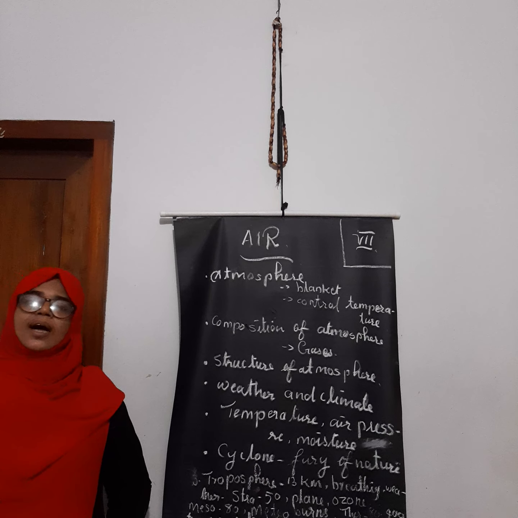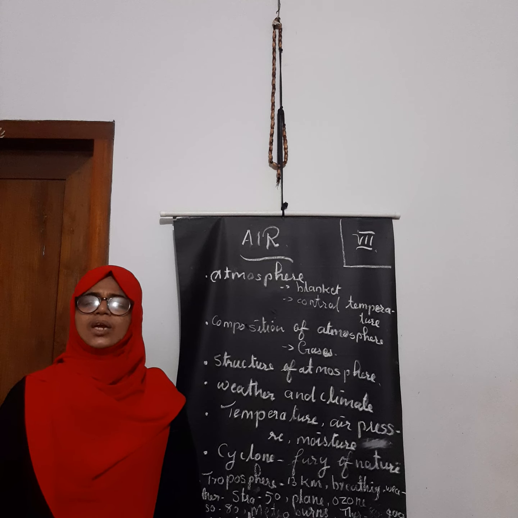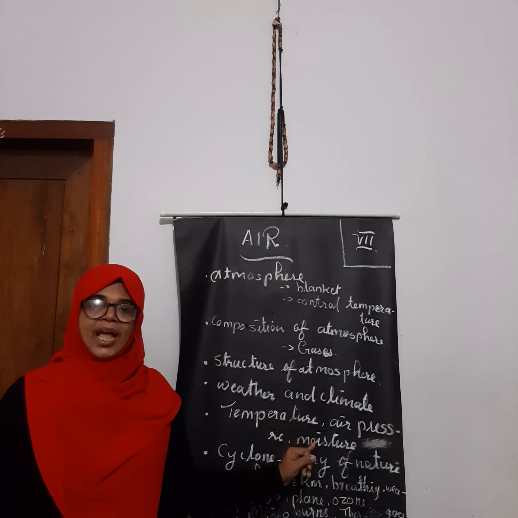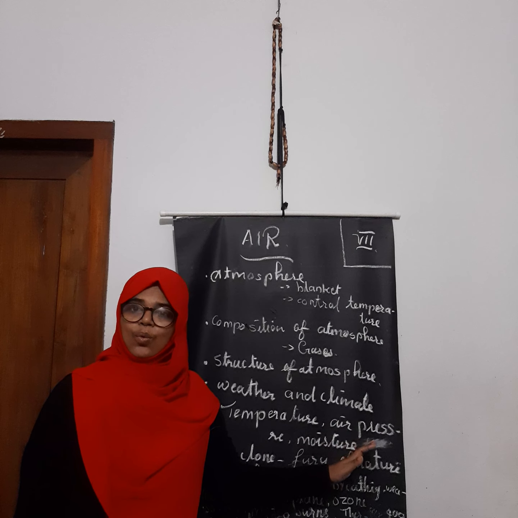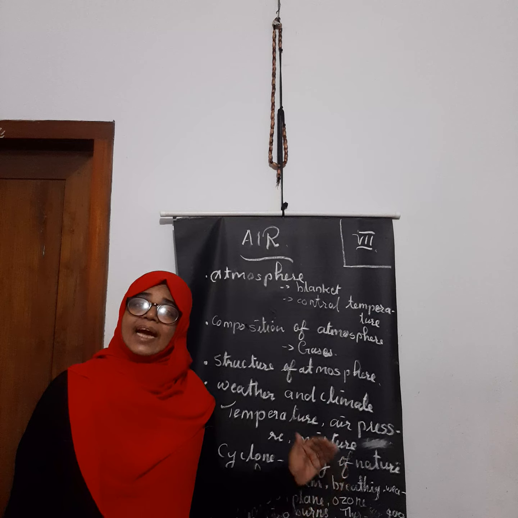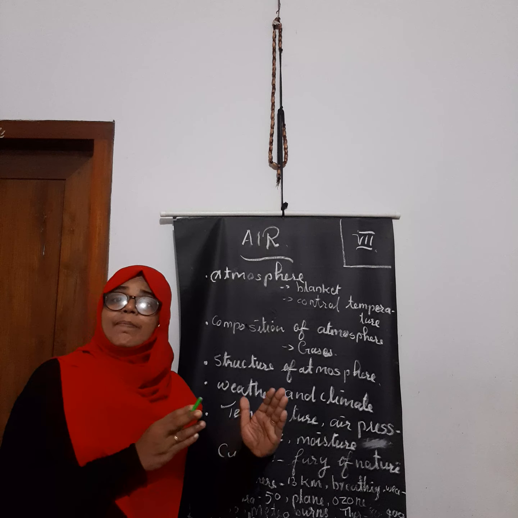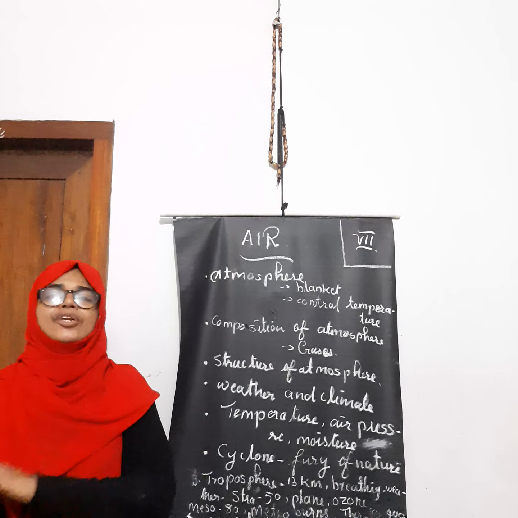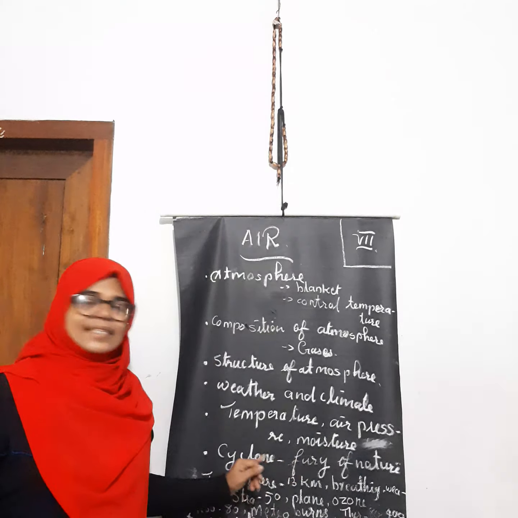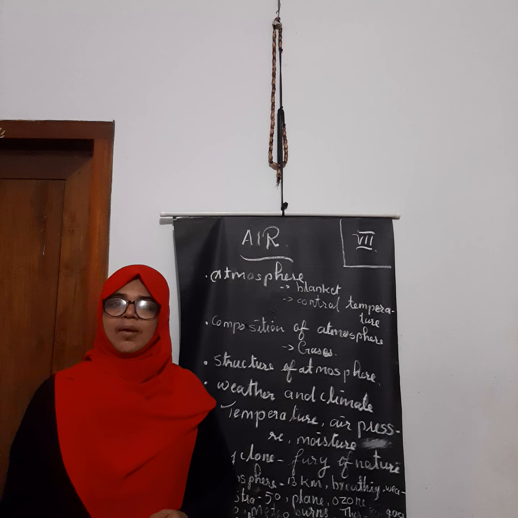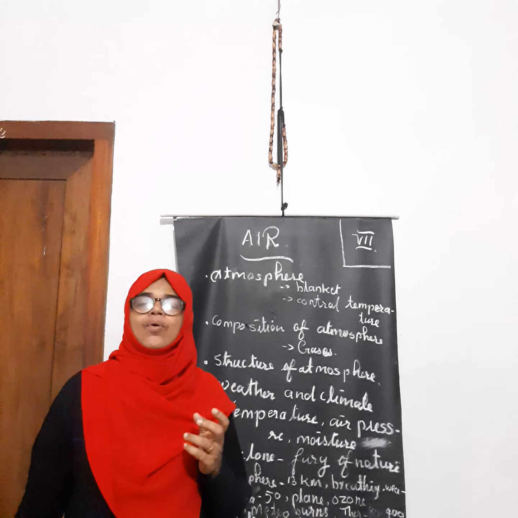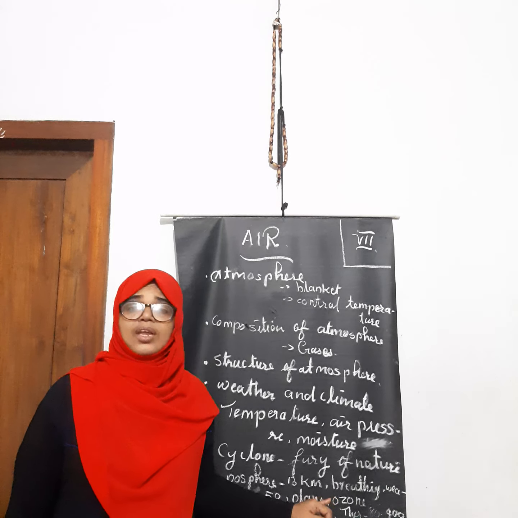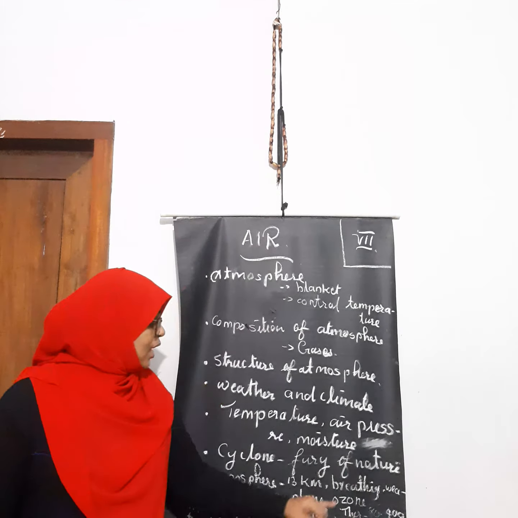Now let's move to the last area of this lesson, that is cyclone. Cyclone is actually wind. You know that when this temperature becomes high, at that time air pressure becomes low and naturally the air starts moving from high pressure area to the low pressure area. That movement of the air is called actually wind, and the cyclone is a type of wind. But the destruction caused by cyclone is very high. It's actually fury of nature.